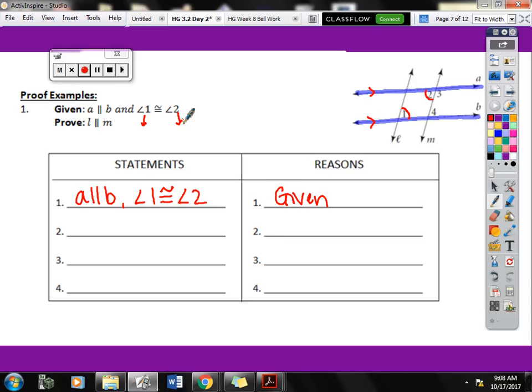Marquise? Angle 4. No. Maddie, is that what you're going to say? So 1 and 4 are corresponding, right? They should be congruent. However, we don't know L is parallel to M. So we can't use the theorem because we don't know L and M are parallel. Okay, so you have to be careful.